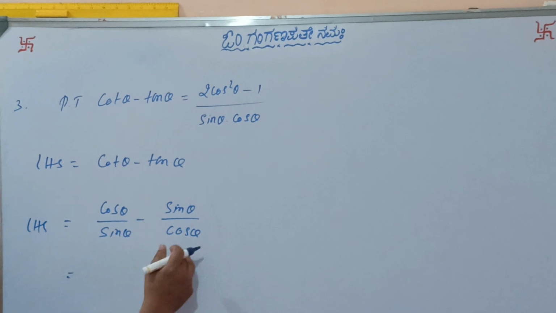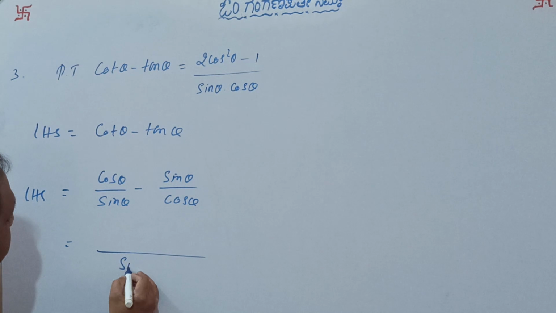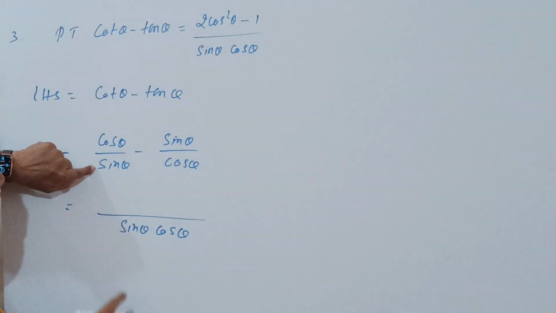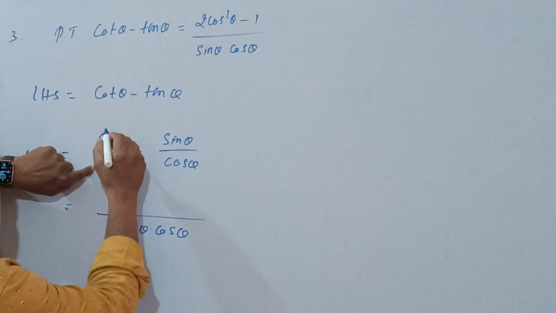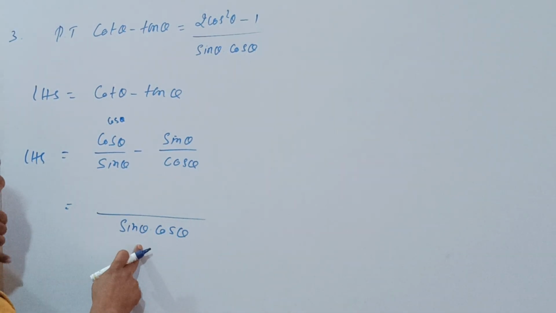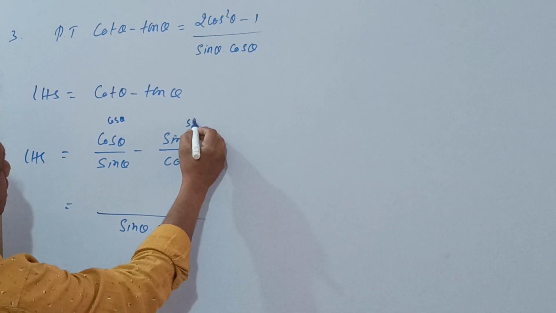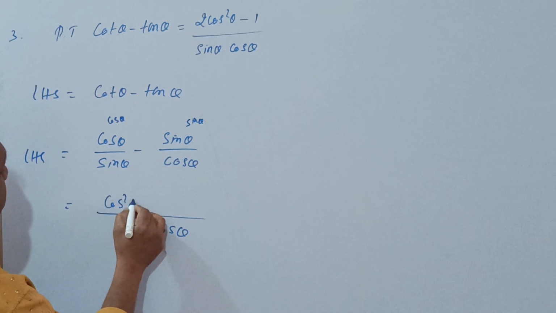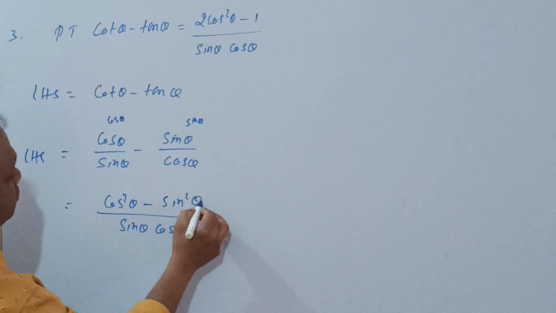So here we are going to take an LCM denominator. Denominator LCM becomes sin theta into cos theta. For the first denominator, if you divide the LCM by sin theta, it remains cos theta only over here. And here if you divide by cos theta, cos theta gets cancelled, sin theta remains, so it becomes cos theta into cos theta, cos square theta minus sin square theta.